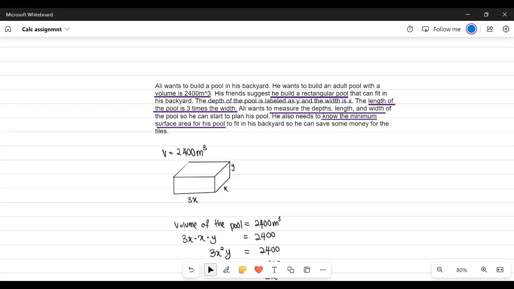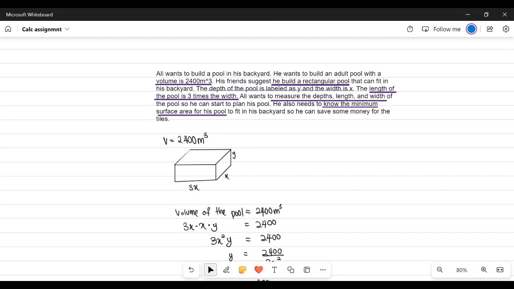Okay, now we will highlight some points here. You can see it's given the volume is 2,400 cubic meters. The shape of the pool is rectangular, and the labels are y, x, and 3x. So now we will sketch the rectangular pool like this, and label the depth as y, the width as x, and the length as 3 times x.